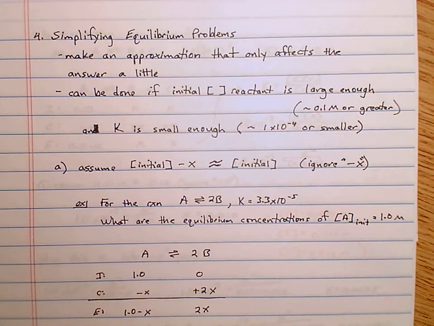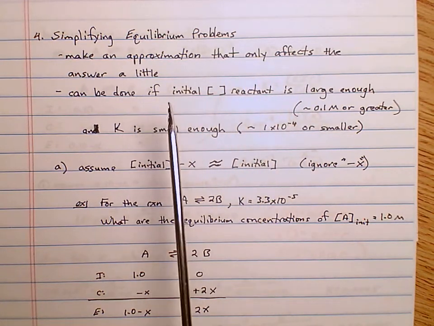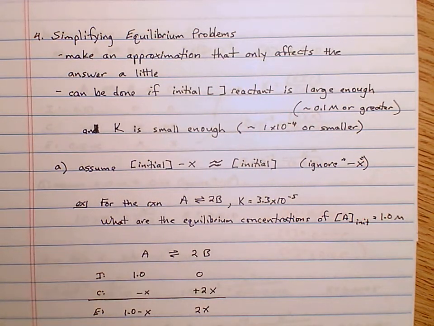All right, let's look at a way to simplify some equilibrium problems so we don't have to worry about quadratic equations. Now, this doesn't work for all equilibrium problems, but it will work for some. What we're going to do on our first method is make an approximation that affects the answer a little bit, but we will be comfortable with the amount that affects the answer, because we will find that, to the significant figures of the problem, you essentially get the same answer as putting it in the quadratic equation.